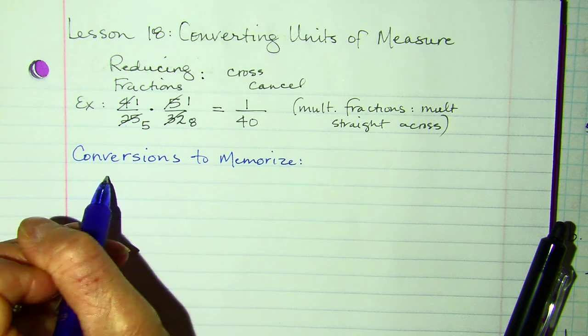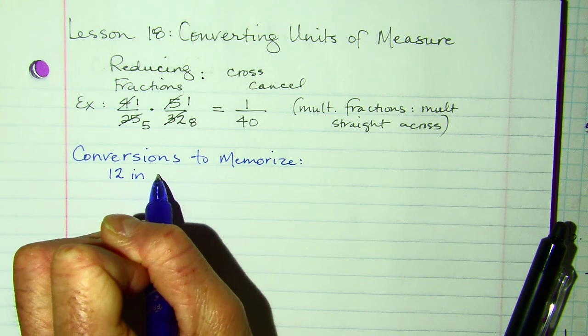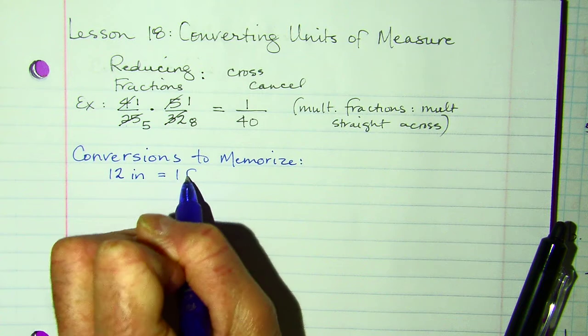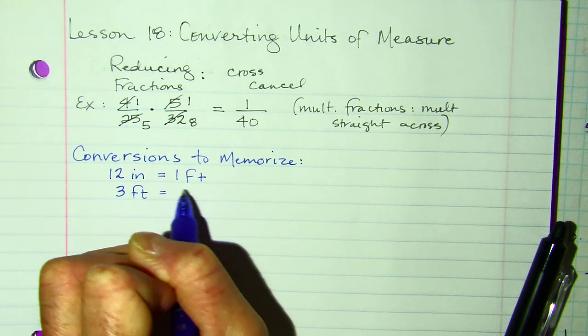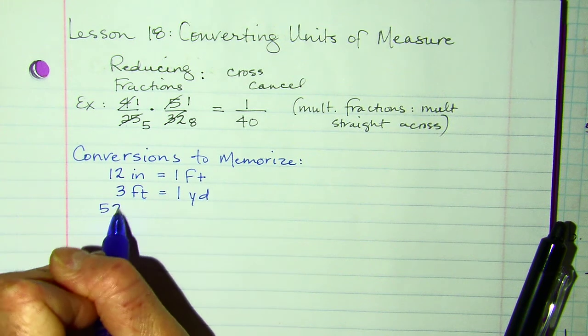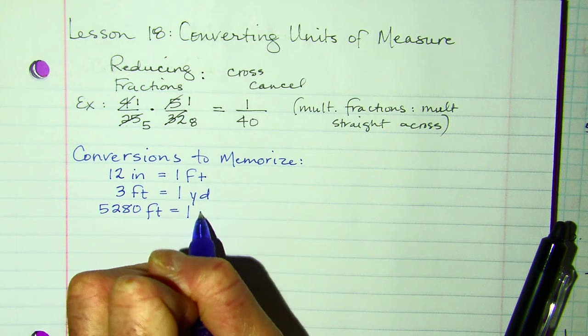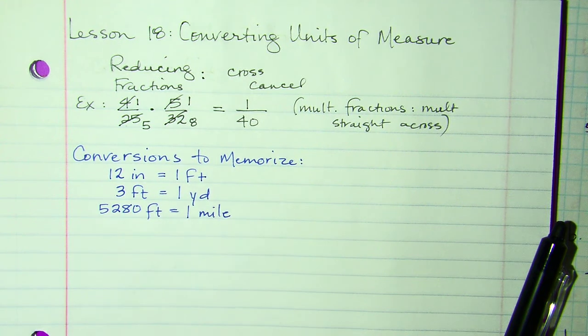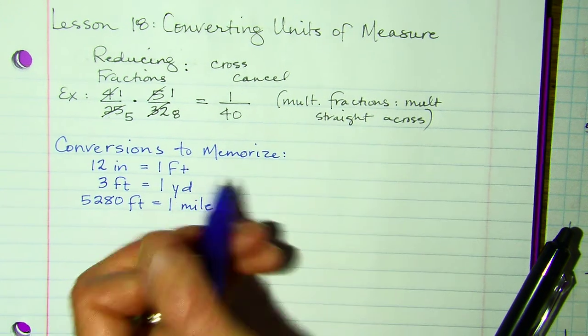And some of these you probably already know, but there are 12 inches in 1 foot. There are 3 feet in 1 yard. There are 5,280 feet in 1 mile. So these units are going to be used a lot, so make sure you have these memorized.